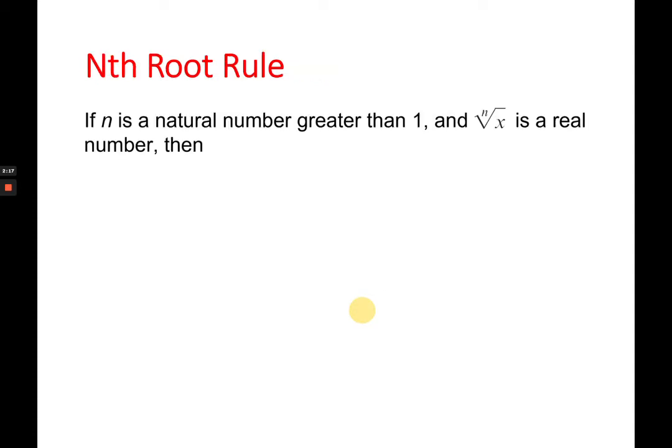Okay, here's your n root explanation. If n is a natural number greater than 1 and the nth root of x is a real number, then of course we can write x as having a power of 1 over n, which is actually your nth root of x.